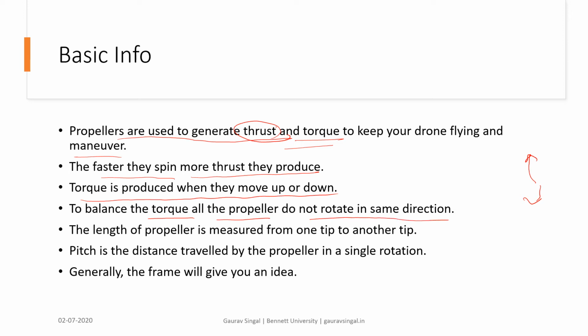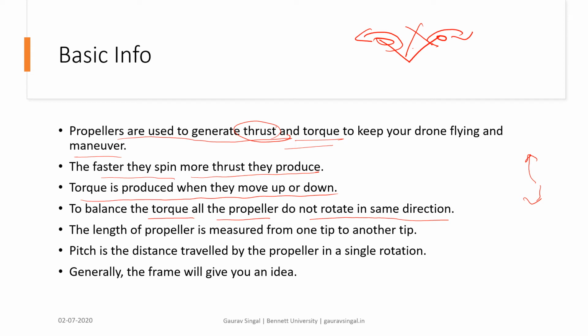To balance the torque of all the propellers, they don't rotate in the same direction. In the coming slide I will tell you how the motors move in different directions. Suppose you have one drone in which two motors are there. The two nearby motors will not always move in the same direction. If one is moving clockwise, then the other will move anti-clockwise. Basically, they want to cancel out the effect. That's why they use this kind of mechanism.